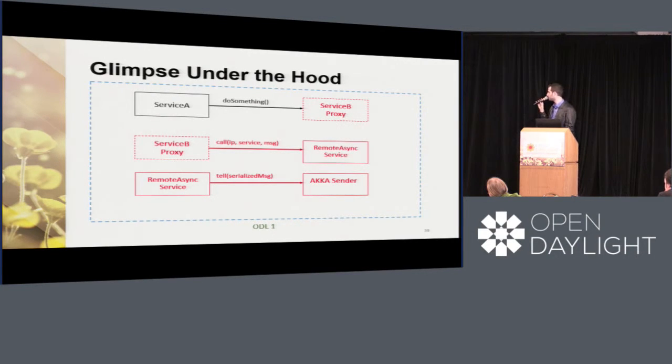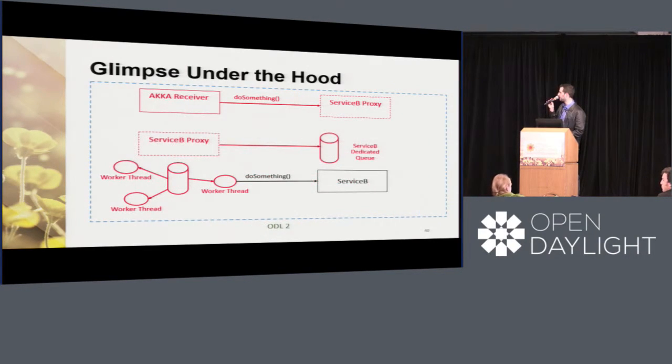As I said, we're actually invoking do something on a proxy. The proxy calls our remote async service, a class that we created that helps us do the remote calls. It calls an ACA sender, and as you see, all this happens in ODL number 1. The ACA call goes to ODL number 2, and then it really resembles the previous example. We reach the proxy in ODL 2, we go to the dedicated queue of the service, and the call gets to service B that actually resides in ODL 2.